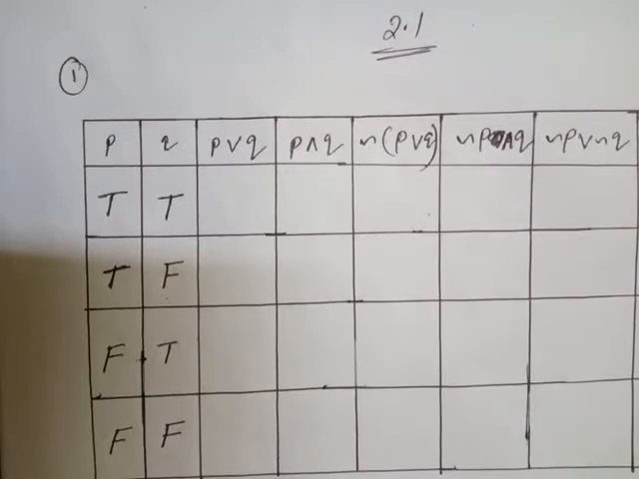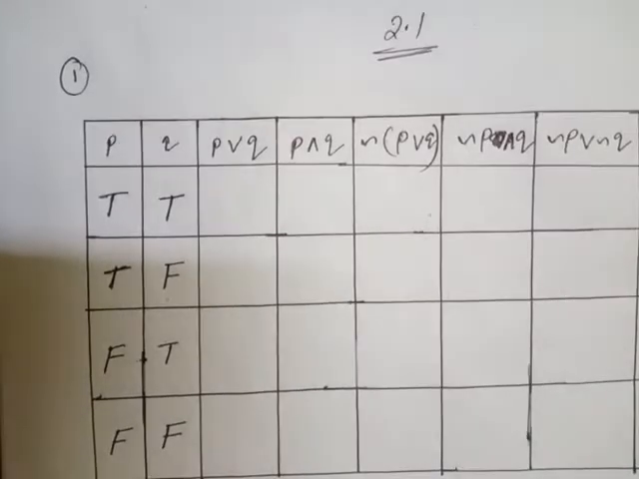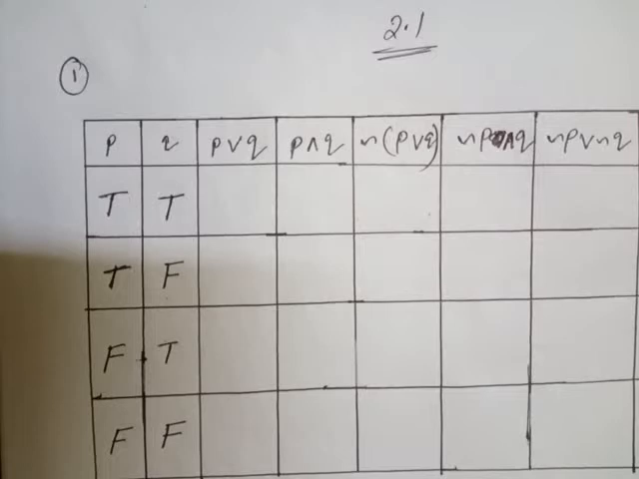Look here, for the value of p, TTFF, which means true, true, false, false, and for the value of q, TFTF, which means true, false, true, false. These two values are given here. We have to find out the conjunction, disjunction, and negation, and one after another we are going to solve this question. And this is the first question of exercise 2.1.